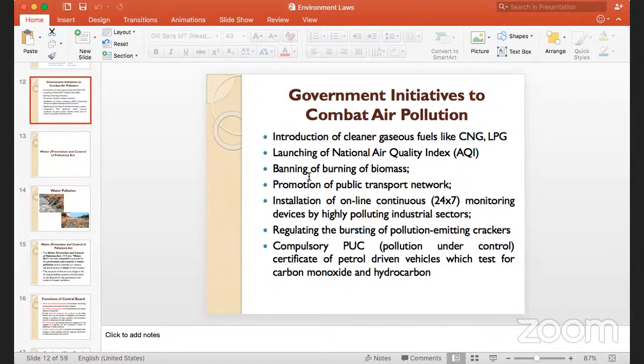Then banning of burning of biomass. So you cannot burn dried leaves. That is not allowed under this act. What else has been initiated under this act? Promotion of public transport network.